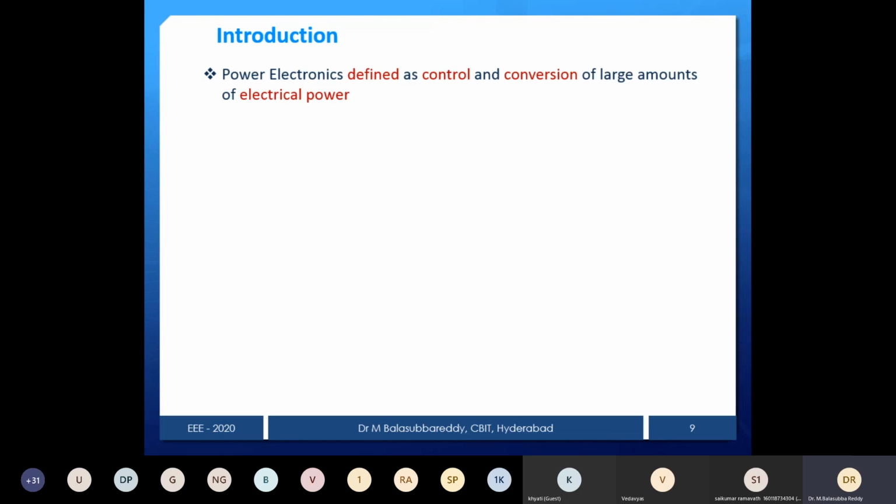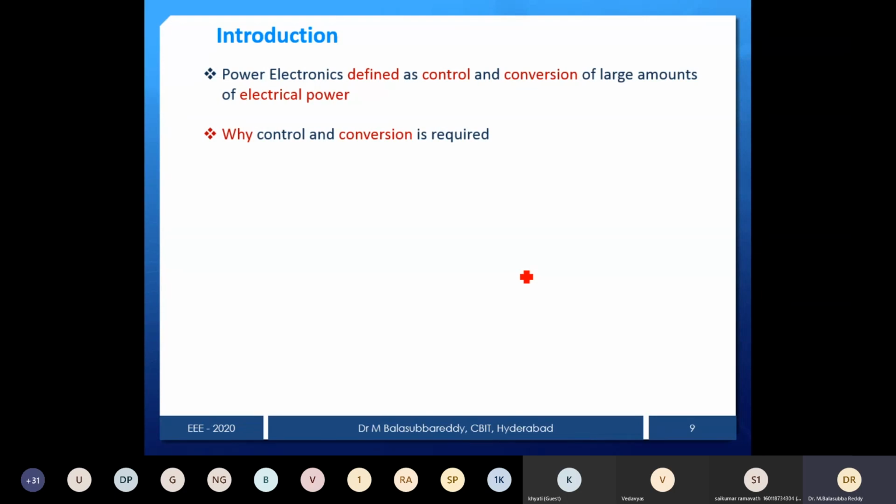In any viva voce or quiz, they may ask what is the function of an individual controller. That is only the function, and then obviously your power electronics definition will be the same. It is defined as control and conversion of a large amount of electric power. This is the statement of power electronics. Then why do we need control and conversion? That is the second point.